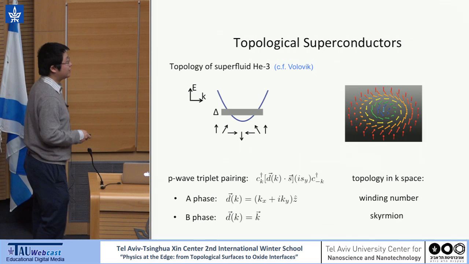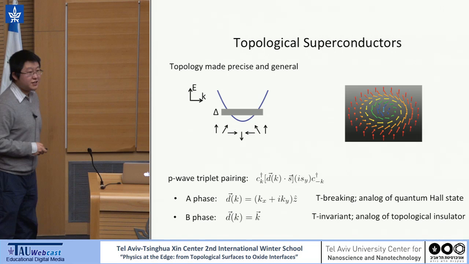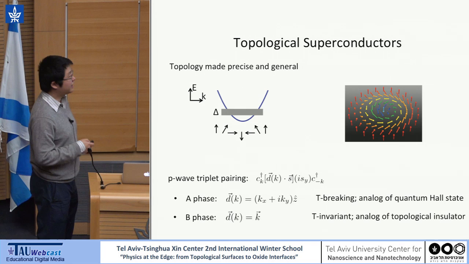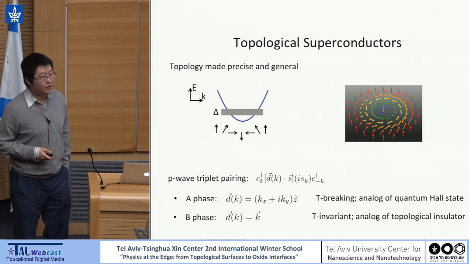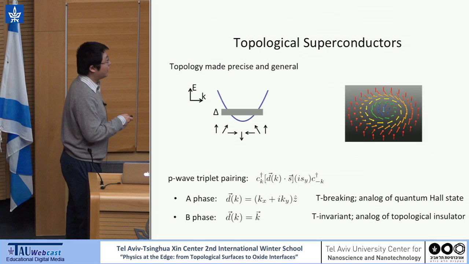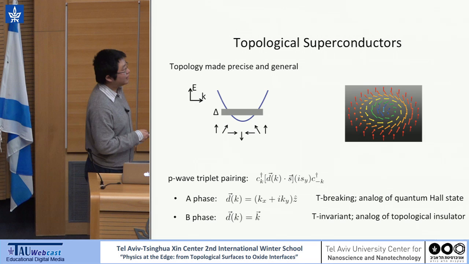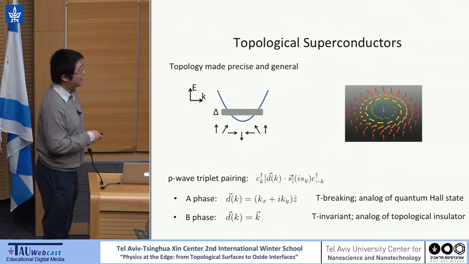This idea of topology has recently been made much more precise and much more general. Really, the topology here is not restricted to a single band system with p-wave pairing, but can be defined for arbitrary band structure and arbitrary pairing order parameter. It is now understood that the A phase of superfluid helium-3 is a time-reversal breaking phase that is the superconducting analog of the quantum Hall states, and the B phase is a time-reversal invariant superconducting analog of topological insulators.